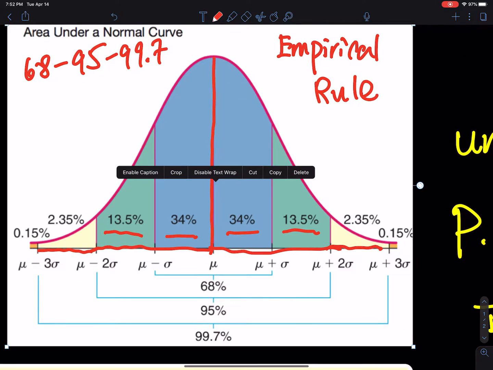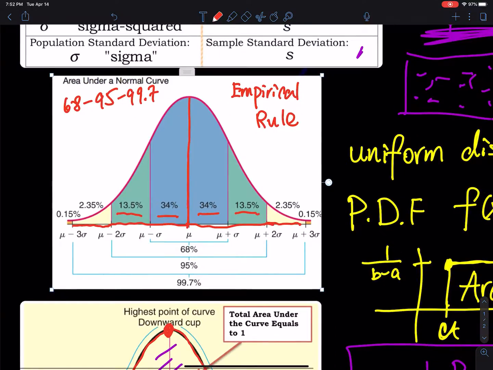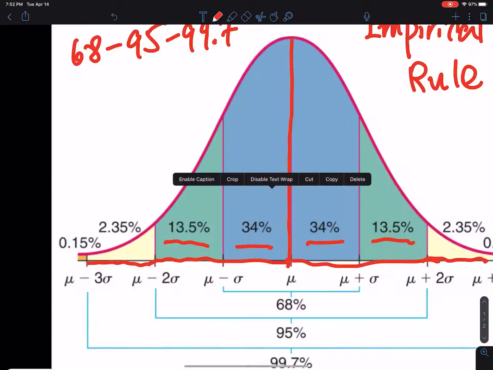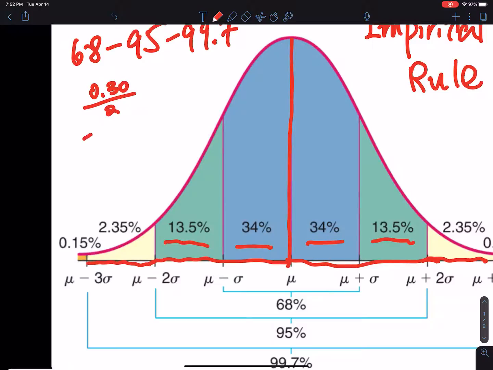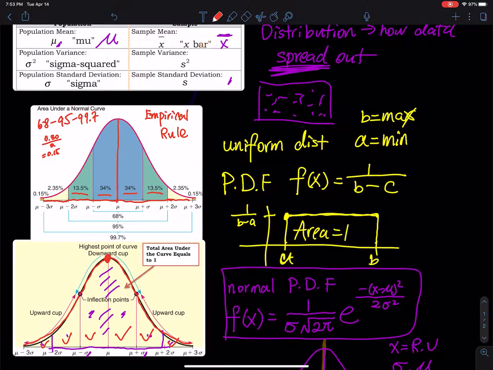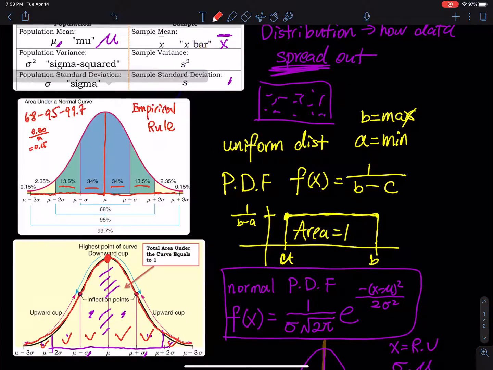I will try to not move the picture. The other half is on the left hand. So this orange piece is half of the 0.3%. So basically you have 0.30% divided by 2. So you have 0.15 on the left, 0.15 on the right. So this is the empirical rule that helps you to estimate the area under the bell curve.